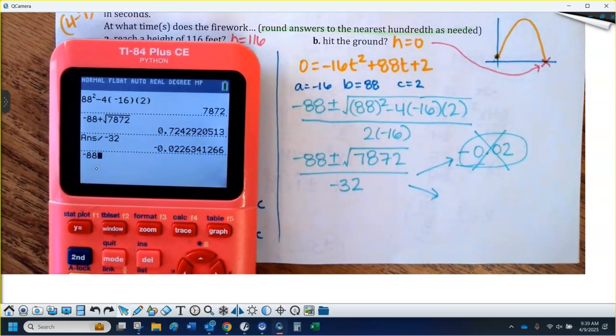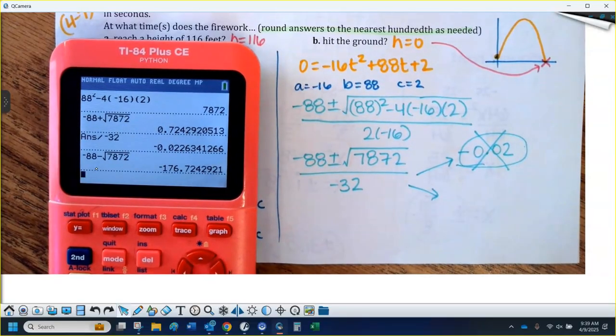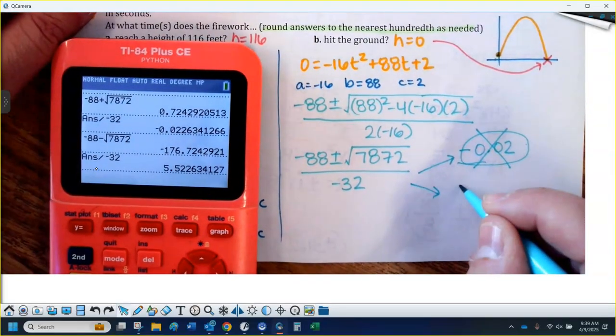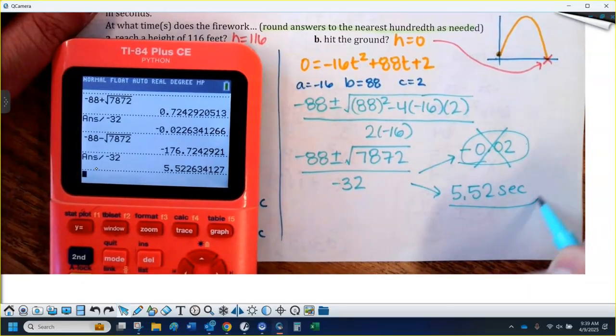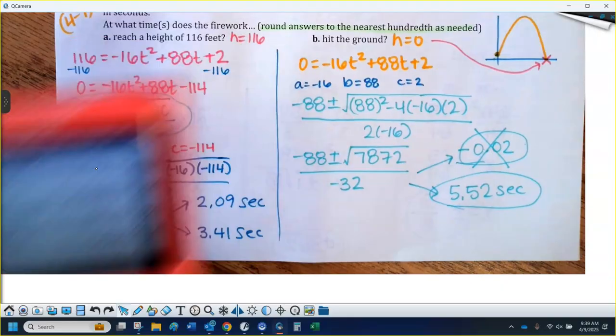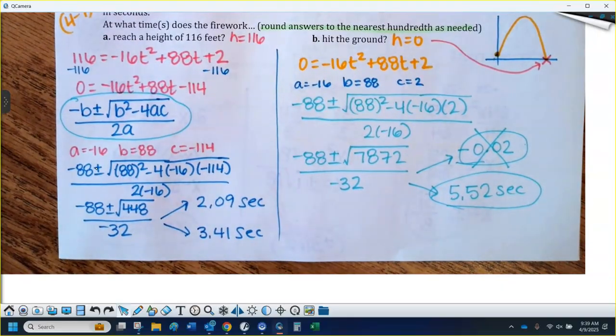So I'm going to do negative 88, I did plus, so now I'm going to do negative 88 minus that square root of 7872, hit equals, then divide by negative 32. This is 5.52 seconds. That's positive, so that'll tell you how long the firework will be in the air before it comes back down to the ground. Do not use a negative time.